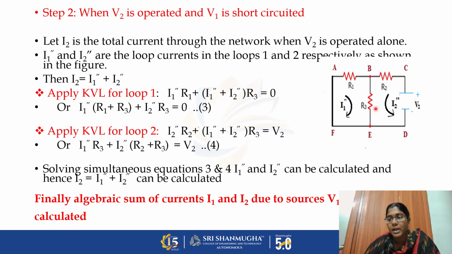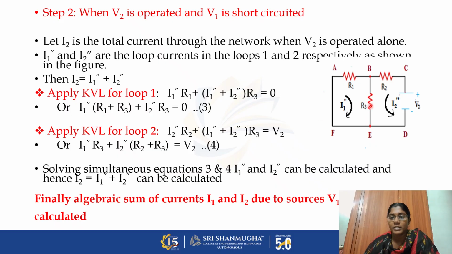Next, in the same manner, you have to apply KVL for the second loop. If you apply KVL for the second loop, the voltage across R2 can be calculated as I2 double dash into R2, plus R3 into (I2 double dash plus I1 double dash), which is equal to V2.